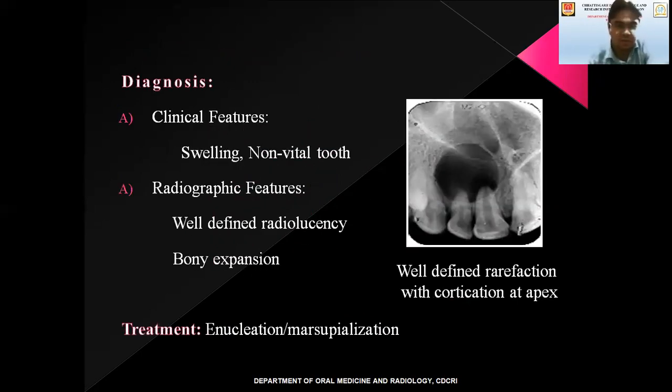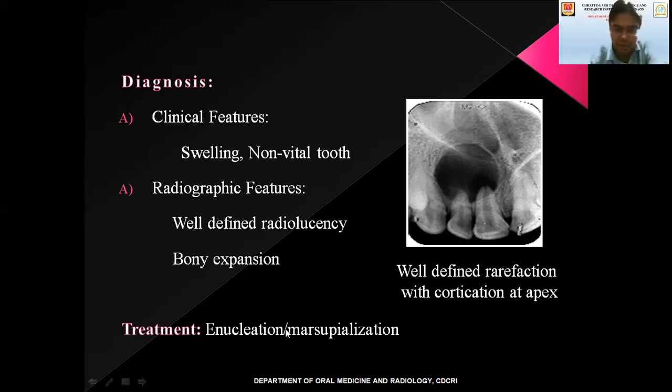So how do we diagnose? Clinically, we can see a swelling and the tooth will be non-vital. Once we take a radiograph, we can see a well-defined radiolucency at the periapex of the lesion, and there will also be resorption of the roots or the displacement of the roots and bony expansion. We can see a well-defined rarefaction with the cortication. The size will be more than 1.6 centimeters.